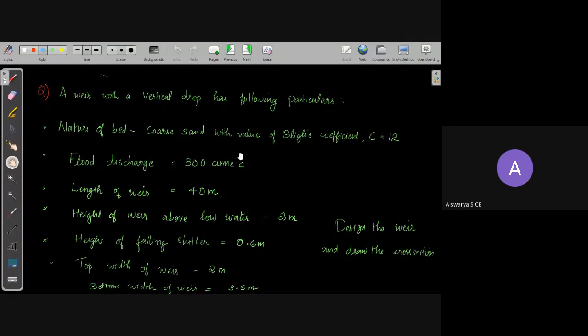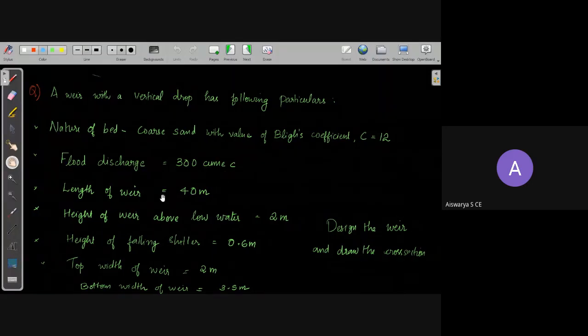Okay, in the question it is already given what the value of Bligh's creep coefficient C is, equal to 12, and the flood discharge is given as 300 cubic meters per second, and also the length of weir. Length of weir means the width of that river. We are constructing the weir across the river, so the length of weir implies the total width across which we are constructing the weir. If the question instead says the width across which the weir is constructed is 40 meter, you have to understand it is the length of weir.